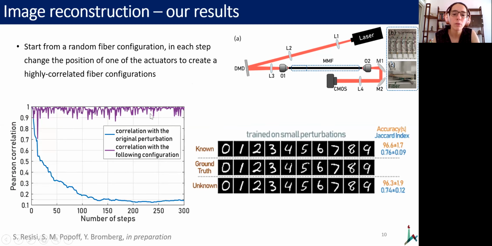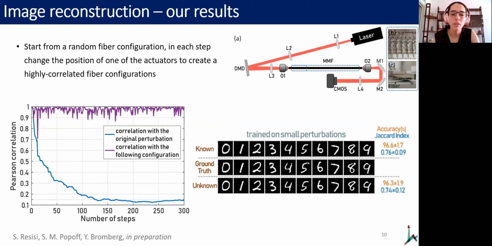To see how small perturbations affect the CNN's performance, we started from a random fiber configuration, then performed 300 steps, where in each step, we changed the curve created by one of the actuators and acquired the image pairs from that configuration. So we have data from 300 configurations.